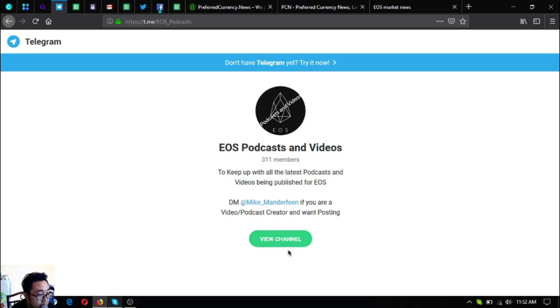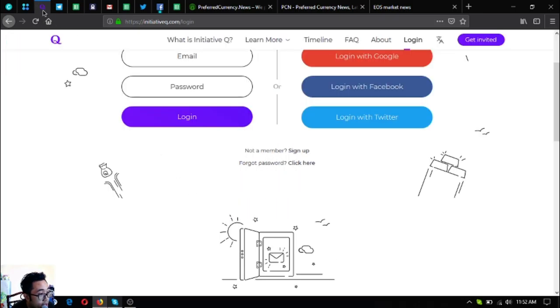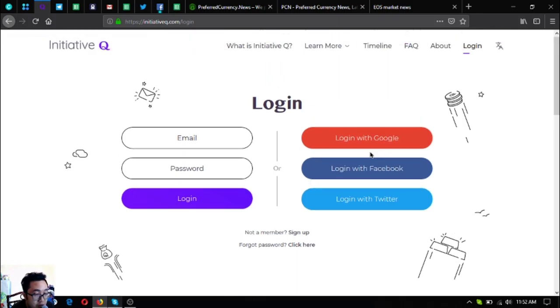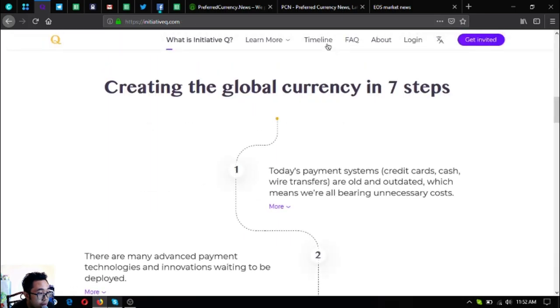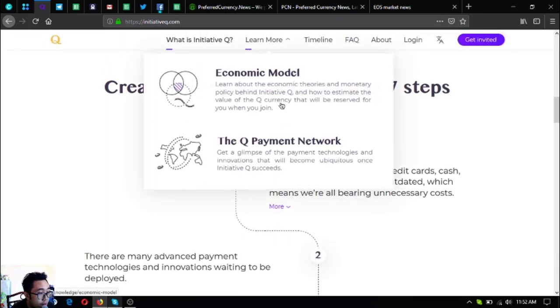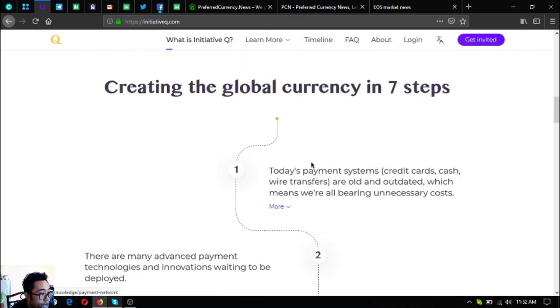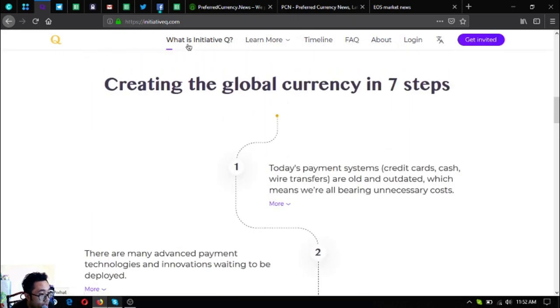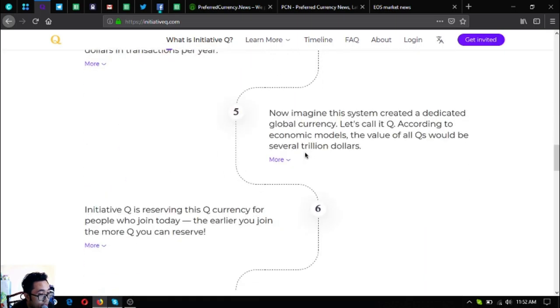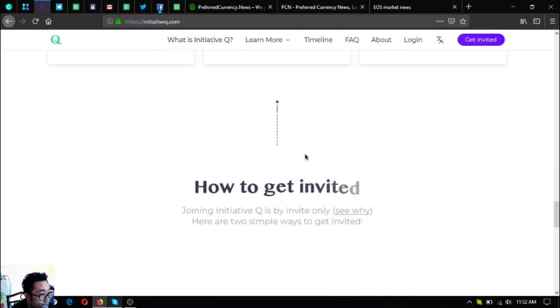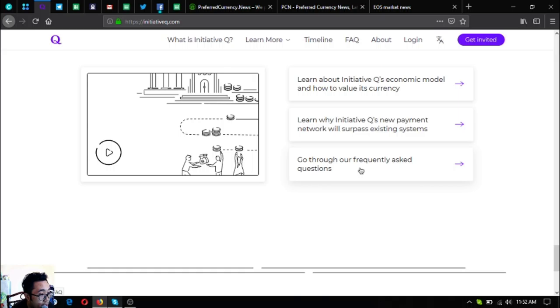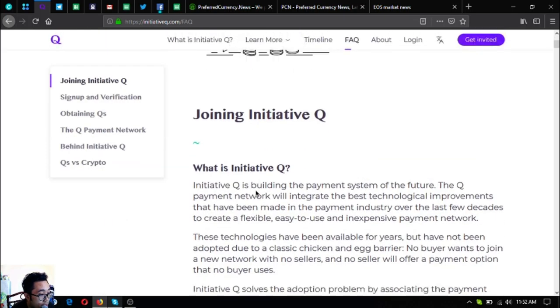All right, so the next one is Initiative Q. Let's check that one. What is Initiative Q? Here it is.